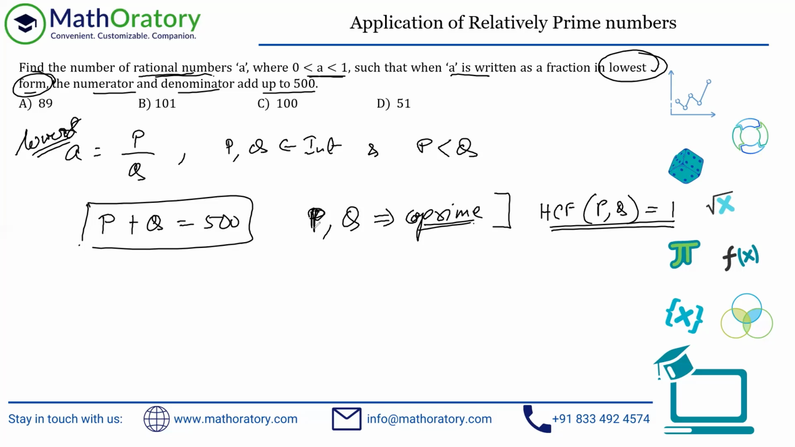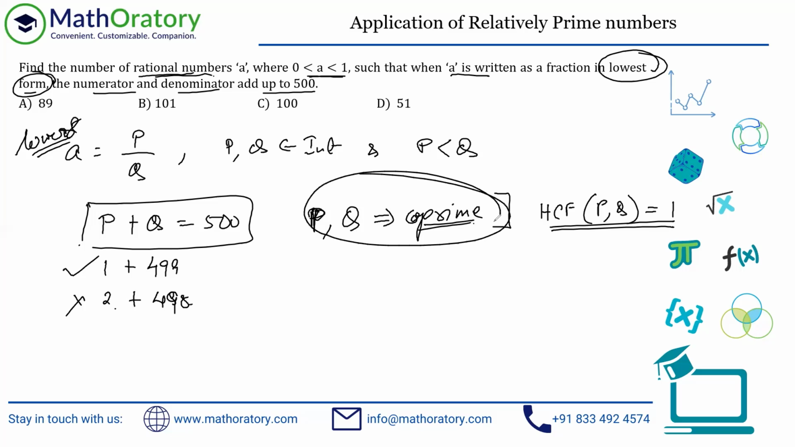So first of all, let me take some examples out here. So let's take 1 plus 499. This works out. Let's take 2 plus 498. Notice that this doesn't work out. 2 and 498 are not co-prime to each other. Their HCF is not 1, right? So 2 and 498 is not working out.